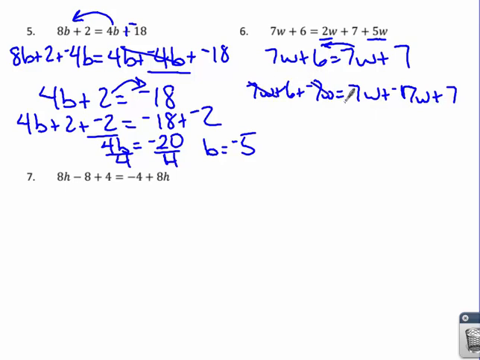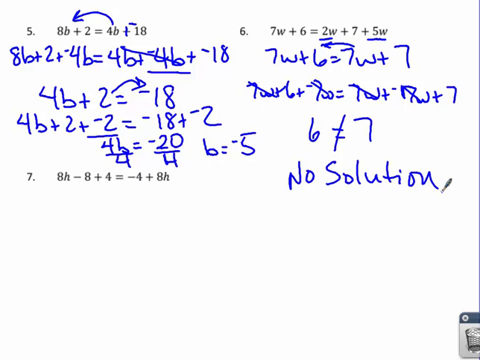Okay, so if you'll notice on both sides my 7w's go away and I'm left with 6 is equal to 7. Well, is that a true statement? No, it's not. So the way we answer this is you put a slash through the equal sign because 6 is not equal to 7, and you write no solution. And that's how you answer that question.